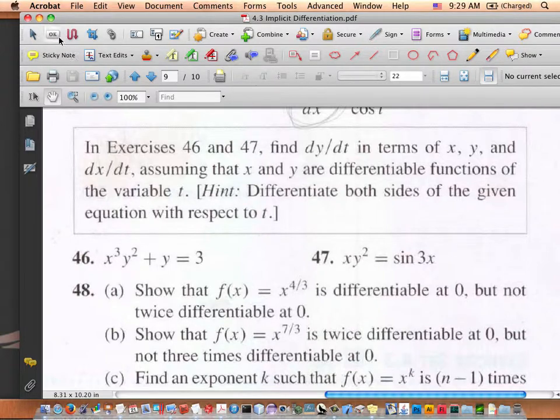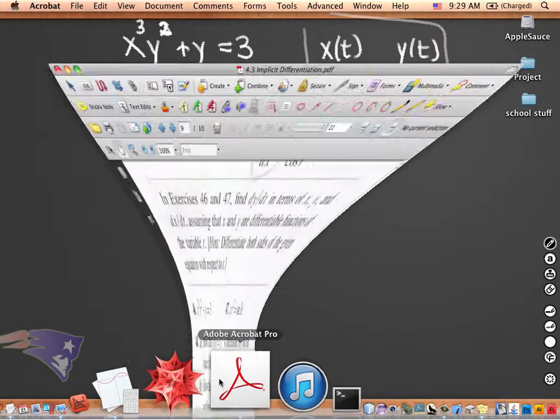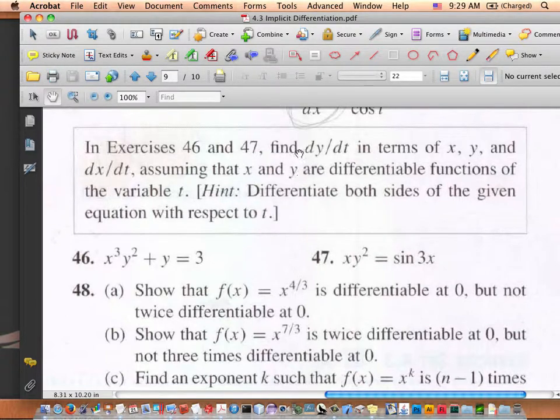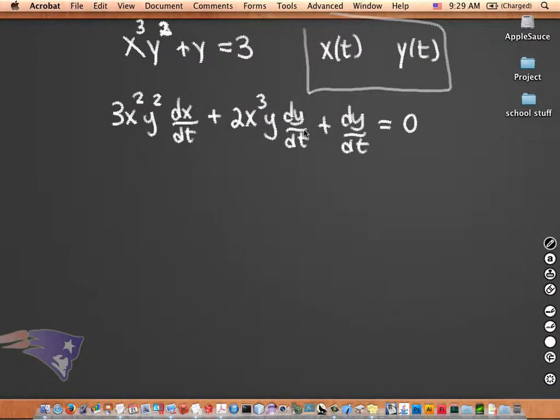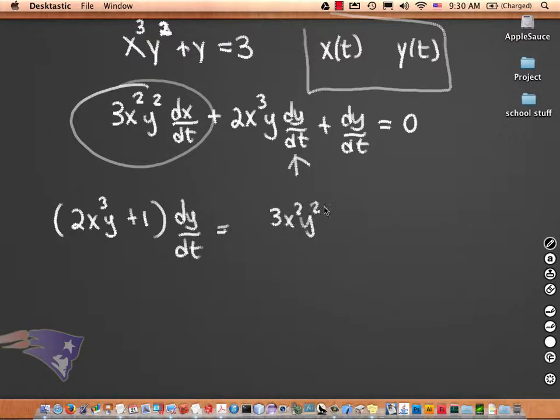Oh, so we just leave it like that? Try it. Find dx/dt and dy/dt. Oh, it says find dy/dt in terms of x, y, and dx/dt. So now I have to solve for dy/dt. So I subtract this guy to the other side. That means that (2x cubed y plus 1) dy/dt equals negative 3x squared y squared dx/dt. Well, then I divide by all that, right? It was negative 3x squared y squared dx/dt over 2x cubed y plus 1. There we go. So that's dy/dt in terms of x, y, and dx/dt. But where did the other dy/dt go? I factored it out. That's where I got the 2x cubed y plus 1 from.